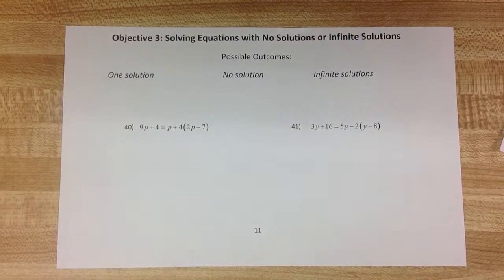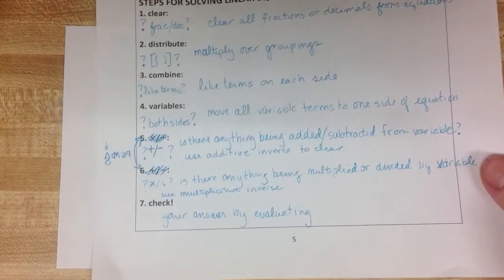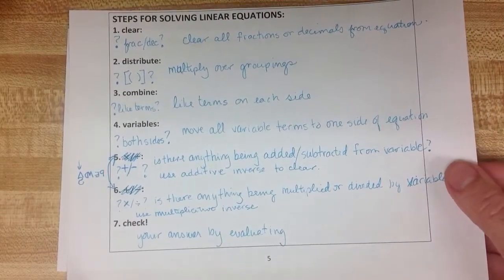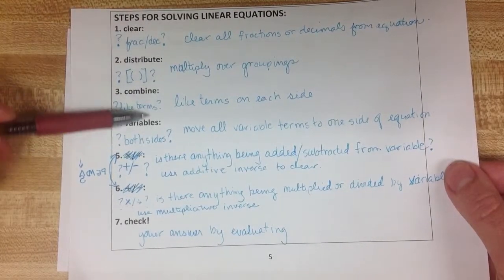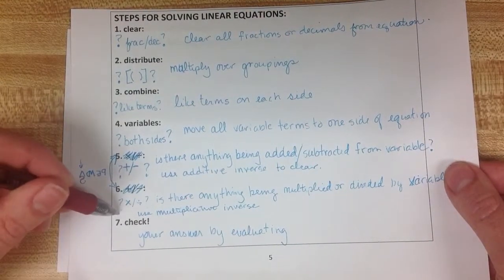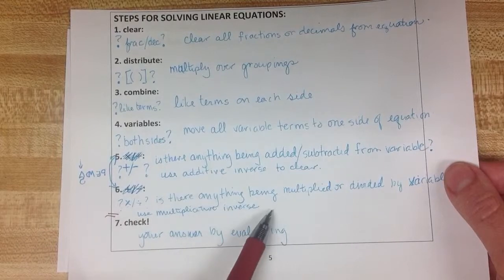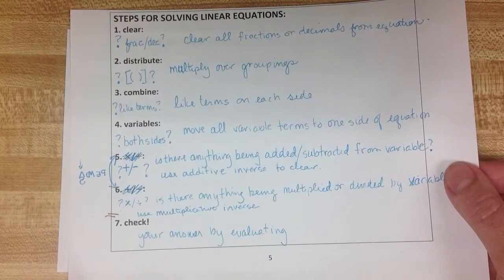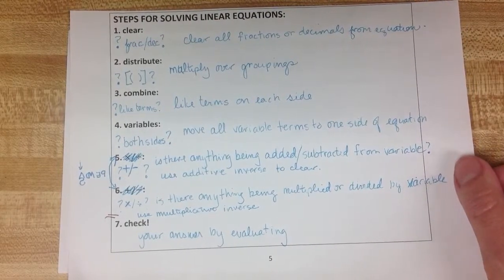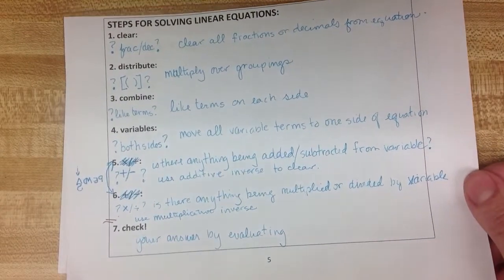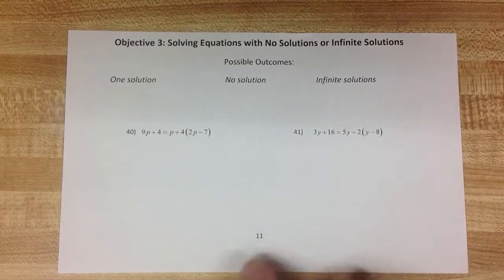In Objective 3, we're going to be looking at some different types of equations. So far, every equation that we have solved using our 7 steps has ended up at the end with one single answer. By the time we go through all of these steps, up to step 6 here, we end up with our variable on one side and a number on the other. And most of the equations that we work with in this class, that will be the case. But there are a couple of exceptions, so we need to cover those as well.